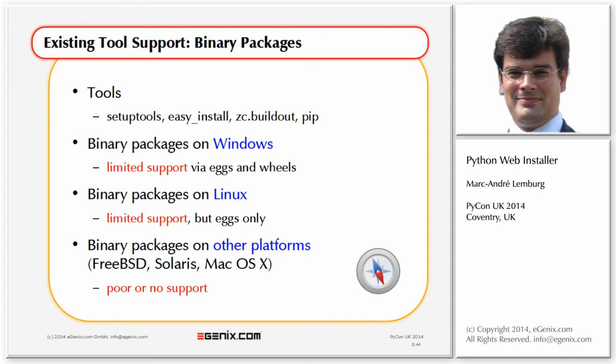And the story goes on. If you have binary packages to ship on Windows, that kind of works. There are eggs, there are wheels, they work on Windows. If you go to Linux, the situation is already a bit less ideal. For example, wheel support does not exist yet for Linux. The eggs do work in most cases, but it doesn't always work. And then for other platforms that we support, like FreeBSD, for example, like Solaris or Mac OS X, the support is either not there yet or it's very, very limited.